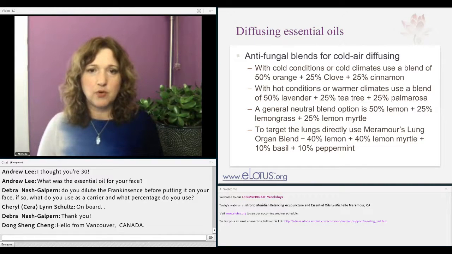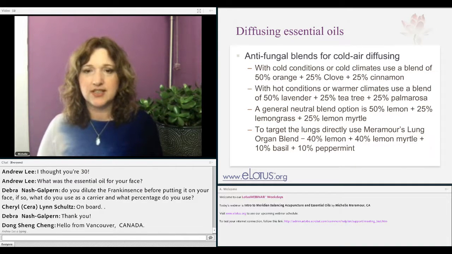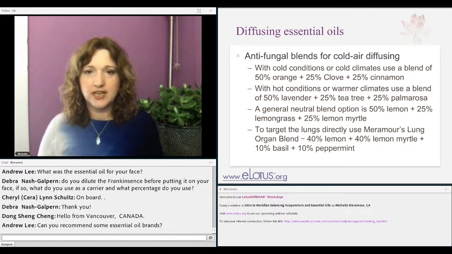If it's a hot or warmer climate, you can use lavender, tea tree, and palmarosa. Palmarosa is in the grasses family. It's the same family as lemongrass and citronella, which are great against molds also.